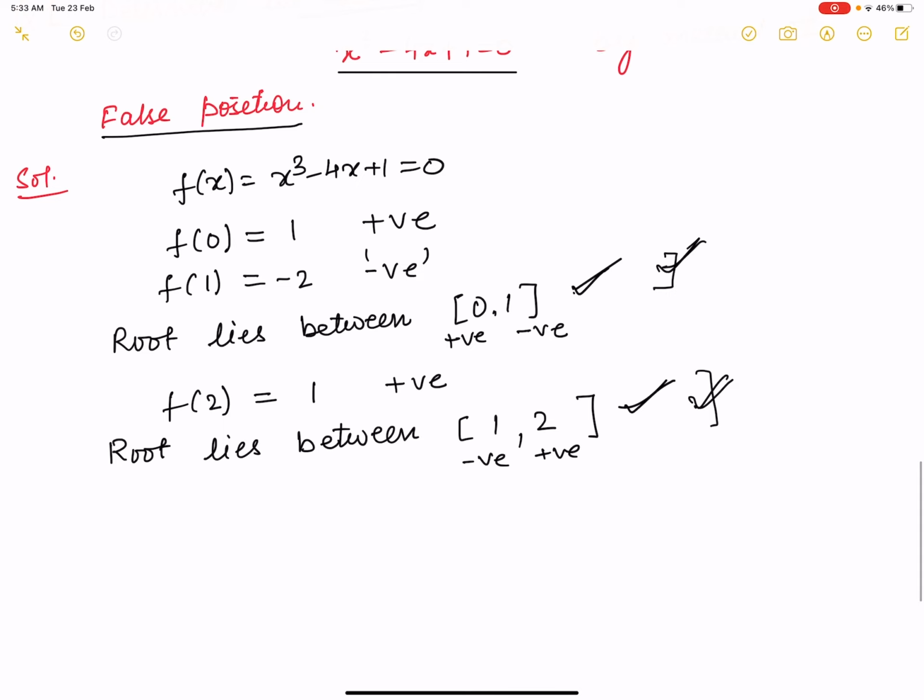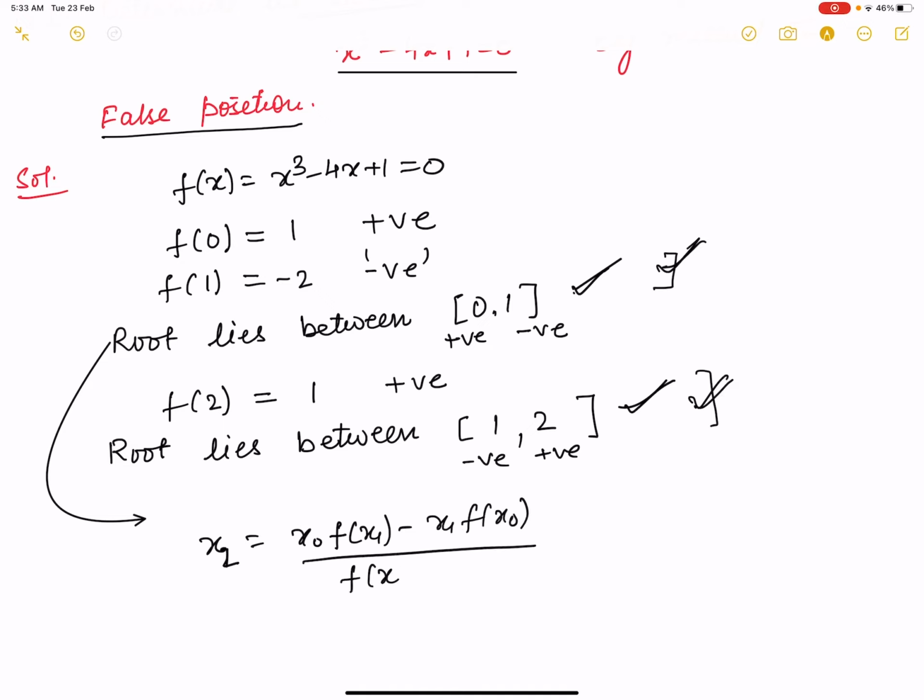Now what we will do here, we'll find the root that lies between 0 and 1. So we are taking this one, the root that lies between 0 and 1. Okay, and we'll be using the formula, that is x1 is equal to x0 f(x1) minus x1 f(x0) upon f(x1) minus f(x0).